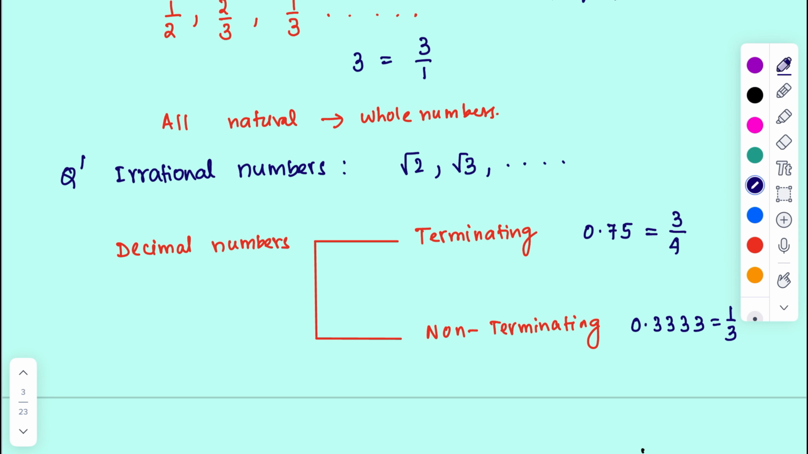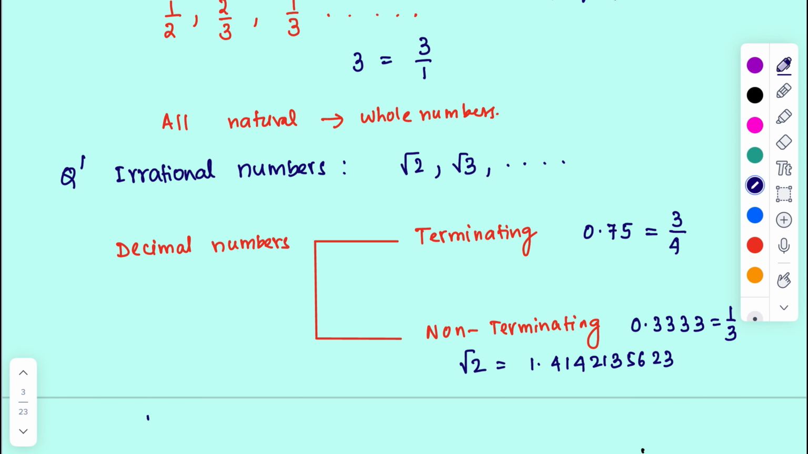But some non-terminating decimal numbers, suppose 1.414213562, like this, this is actually the value of root 2. This is not a rational number.